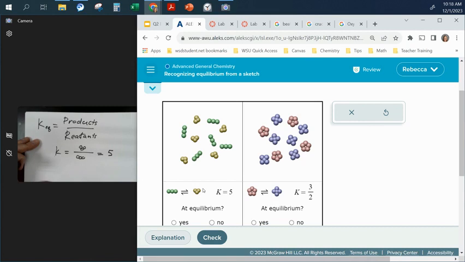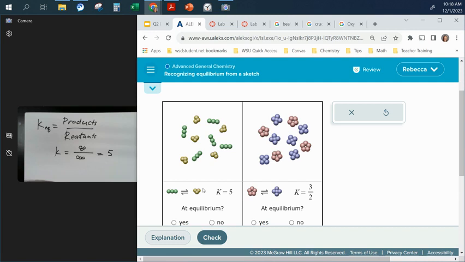Sorry, is it supposed to be 10 divided by 10? Oh, no, this is just a number. This is just 5. So this number over this number. If it's 5, that's at equilibrium.